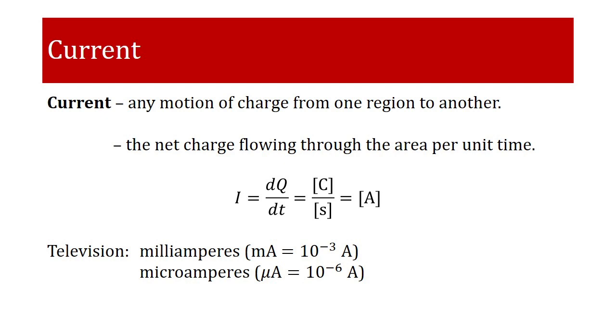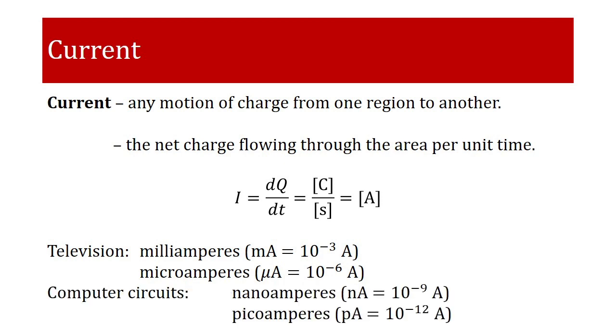Ang current nga usual na naga-flow sa TV kay milliamperes, which is equal to 10 to the minus 3 amperes, or could be in terms of microamperes, μA, which is 10 to the minus 6 amperes. While ang computer circuits is usually nasa nanoamperes, nA, which is equal to 10 to the minus 9 amperes, or in terms of picoamperes, which is 10 to the minus 12 amperes.